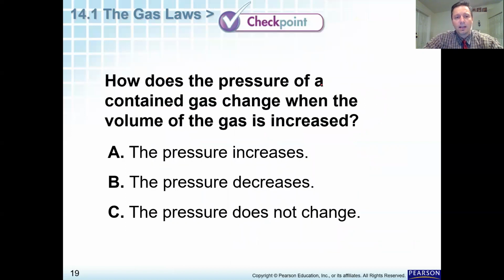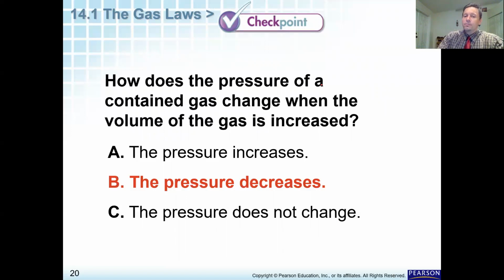Checkpoint question. How does the pressure of a contained gas change when the volume is increased? Think about that. Is it A, the pressure increases, B, the pressure decreases, C, the pressure does not change? So the volume of the gas is increased. If you have an increase in the volume, your pressure is going to decrease. You're not going to have the particles striking the walls of the container with as great a force because now there's more space for them to move around. So real important concept.